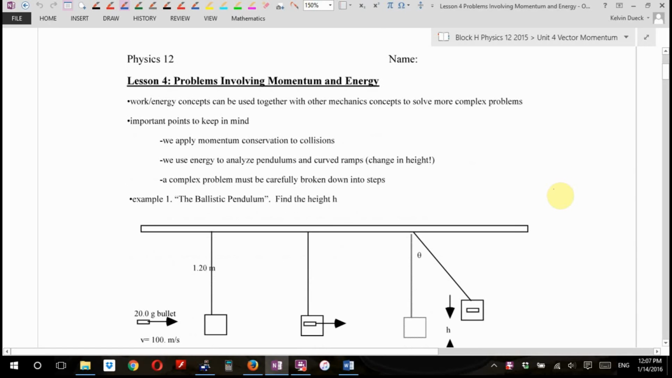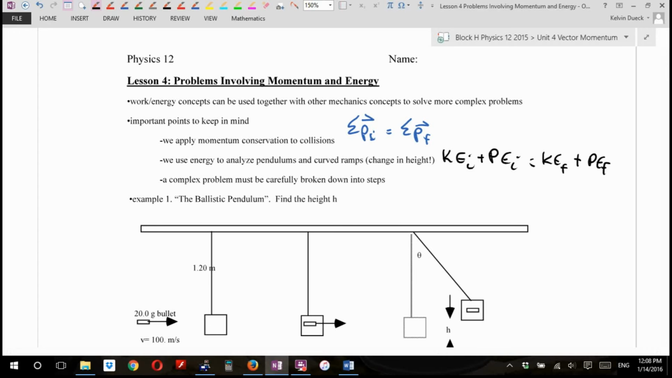Important points to keep in mind. We apply momentum conservation to collisions. That's where we write the sum of all the momentum initial equals the sum of all the momentum final. We use energy to analyze pendulums, ropes, swings, and curved ramps where there's a change in height. That's where we're going to go with KE initial plus PE initial equals KE final plus PE final plus heat if they mention heat, but we'll deal with that later. And the last thing, a complex problem must be broken into steps.